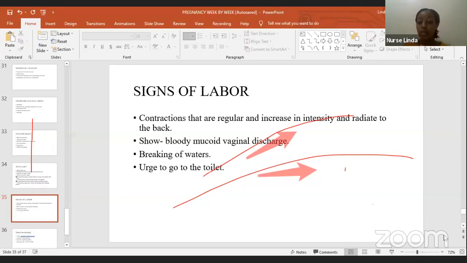There's the breaking of waters. That is another sign of labor, and there's an urge to go to the toilet. We have said that at the point of labor, the fetus goes down the pelvis, and as it's going down the pelvis, it's pressing on the rectum, and that's why they have an urge to go to the toilet for a long call.